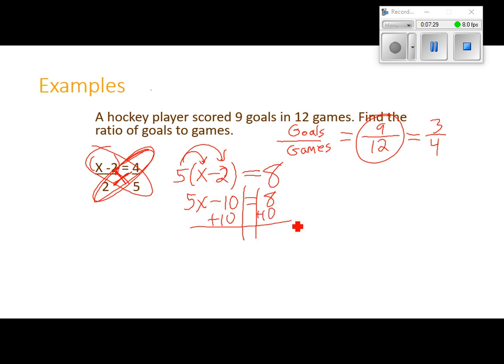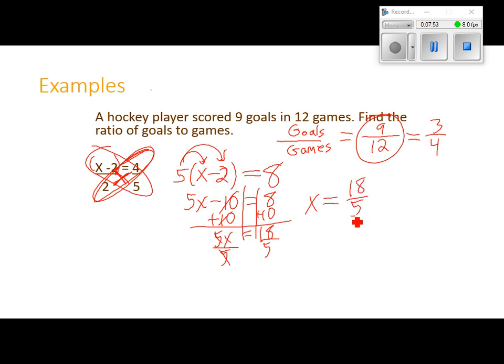And divide by 5. So that gives you 5x on the left. What's on the right? 18. 18. Divide both sides by 5. Those cancel out. You're left with x equals what? What is it? 3.6.